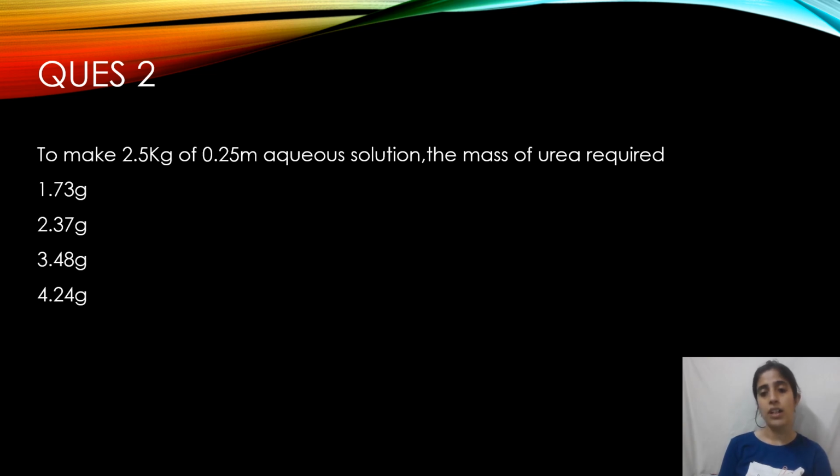Molality is also given. Now the number of moles you can find out by mass divided by molar mass. You know the molar mass of urea, that is NH2CONH2. You have to calculate, that would be 60 grams. Then after that you have to calculate the mass of urea that would be required. So the answer would be 37 grams. Second would be the answer.